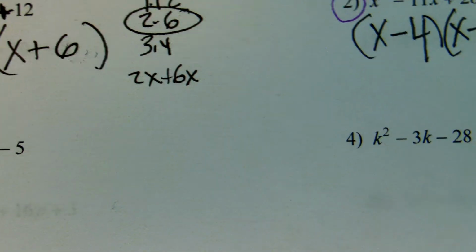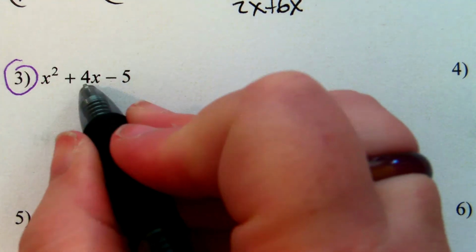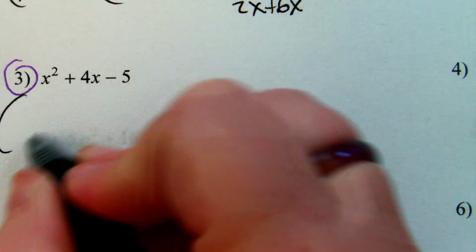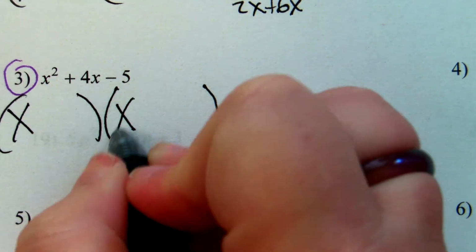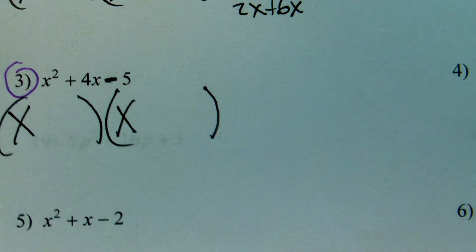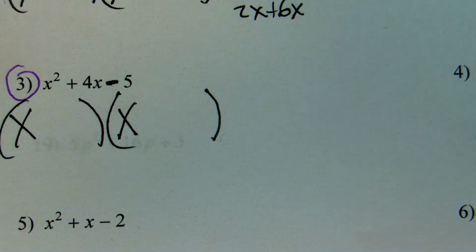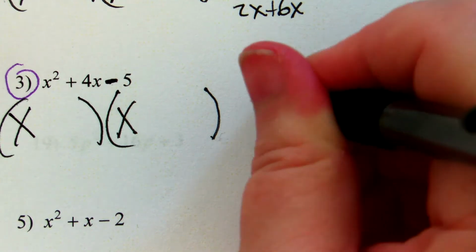Here's another one. This one has a minus here, which means we're going to subtract to get 4. Instead of adding to get the middle number, you subtract to get the middle number. And if this is a minus, there's going to be one of each. There's going to be one positive and one negative, because positive times negative is negative, so there has to be one of each.